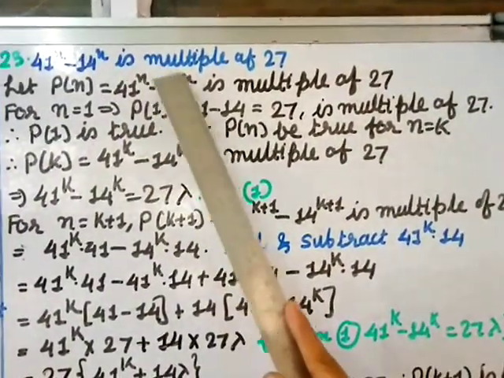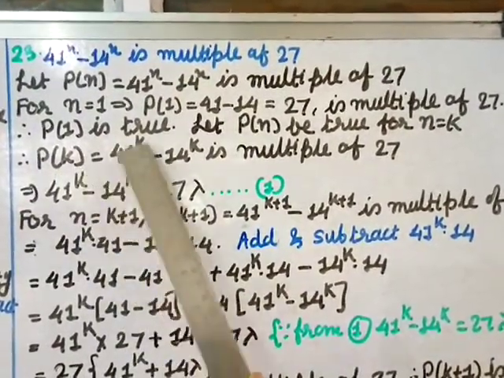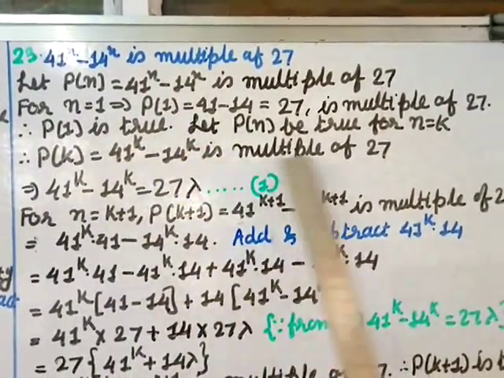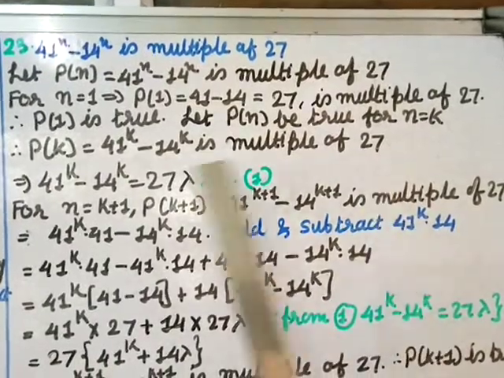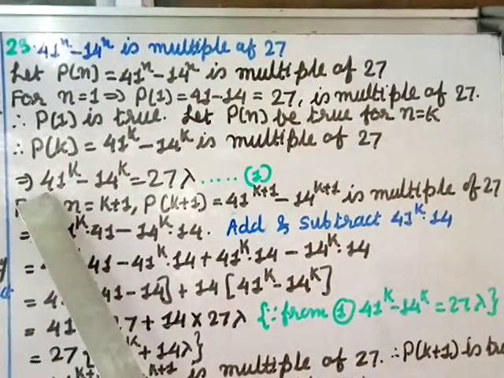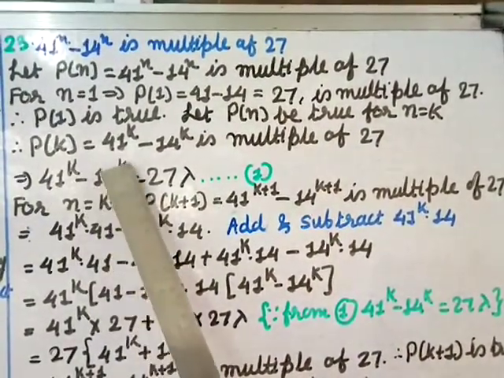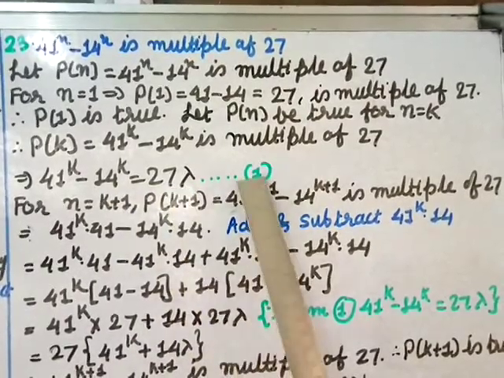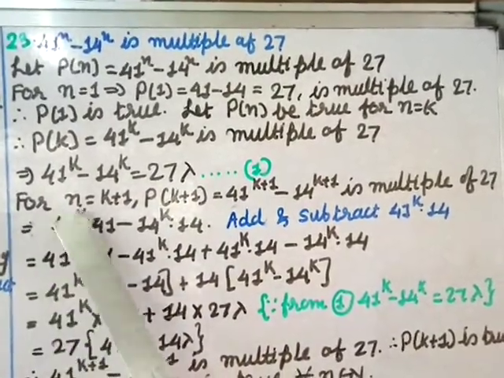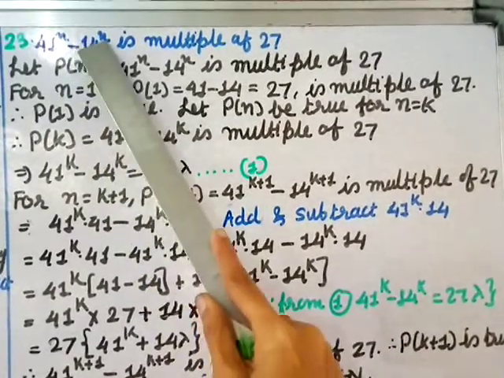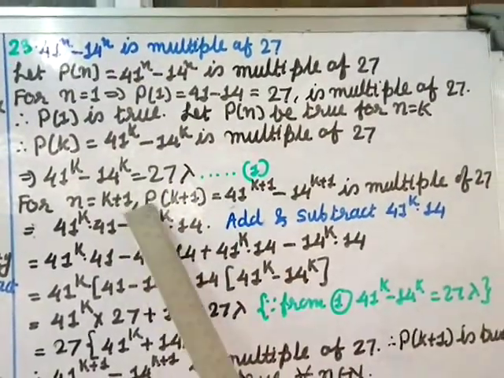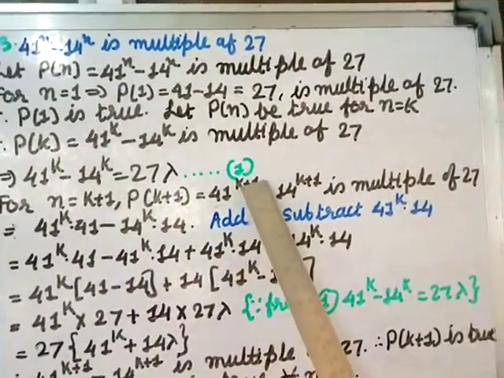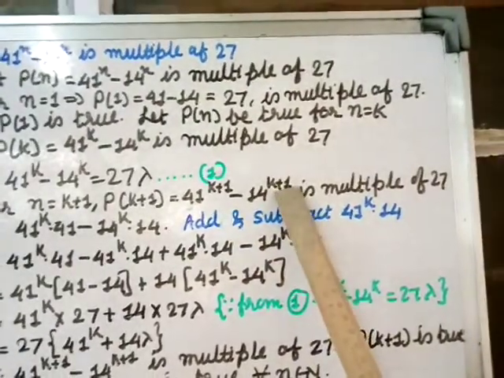Let Pn be true for n equal to k. So now instead of n, put k. So Pk is equal to 41 power k minus 14 power k is multiple of 27. This can be written mathematically: 41 power k minus 14 power k equal to 27 lambda. Call it equation 1. For n equal to k plus 1, now put instead of n, k plus 1. So Pk plus 1 is equal to 41 power k plus 1 minus 14 power k plus 1 is multiple of 27.